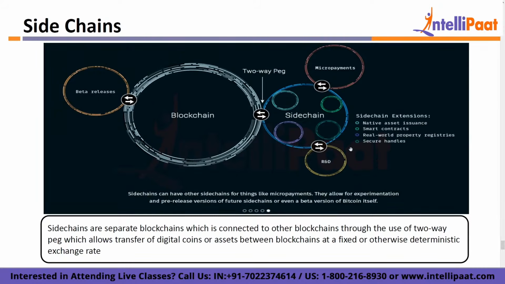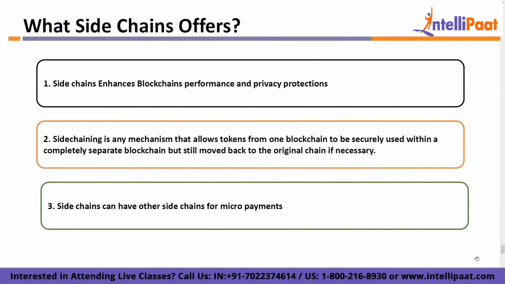They can be used as real-world property registries, and they can be used to secure handles. Sidechains can have other sidechains for things like micropayments. They allow for experimentation, pre-release versions of future sidechains, or even a beta version of Bitcoin itself. So, what are all the advantages that sidechains offer?